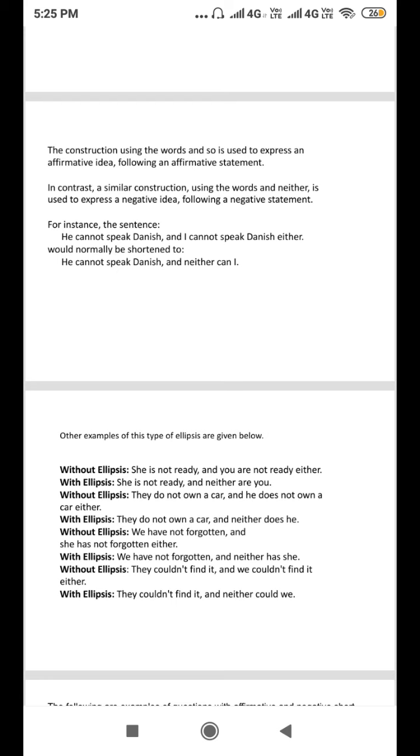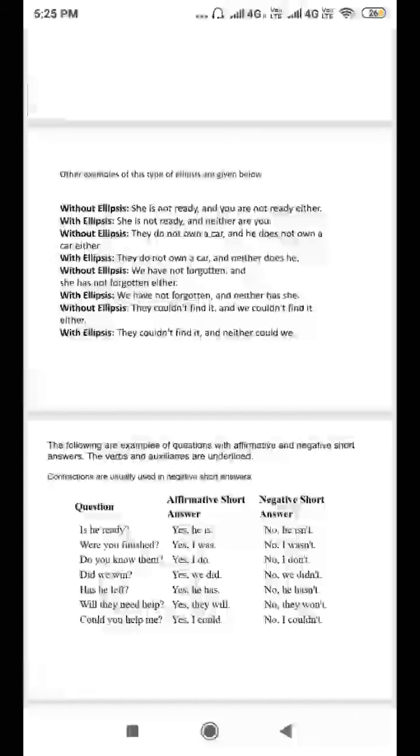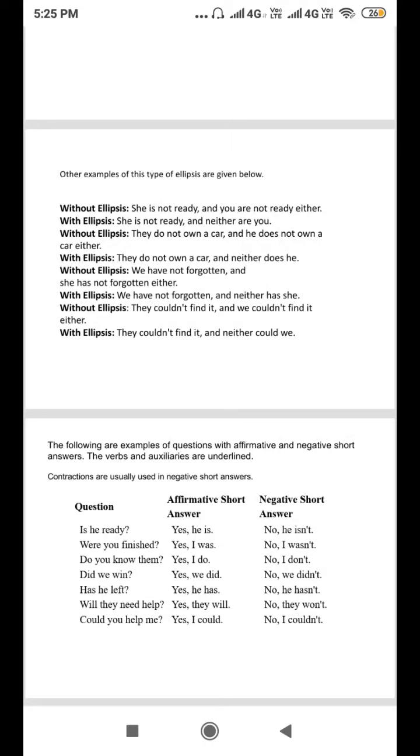For instance, the sentence, he cannot speak Danish and I cannot speak Danish either, becomes he cannot speak Danish and neither can I. Other examples of this type of ellipsis are there. Let's see. I'm going to read the first sentence without ellipsis and the second sentence with ellipsis, okay? She is not ready and you are not ready either. With ellipsis, she is not ready and neither are you.